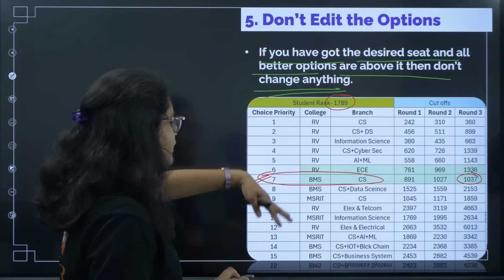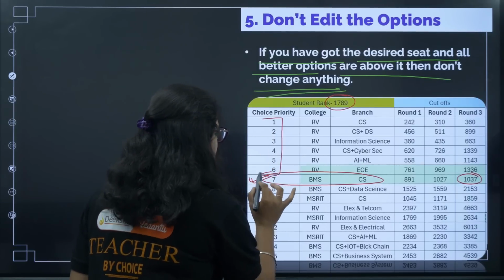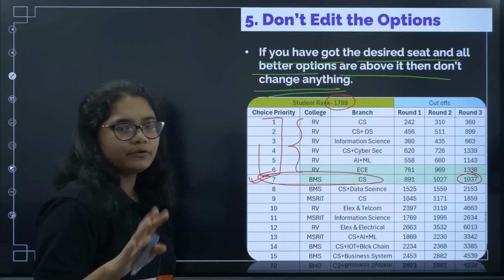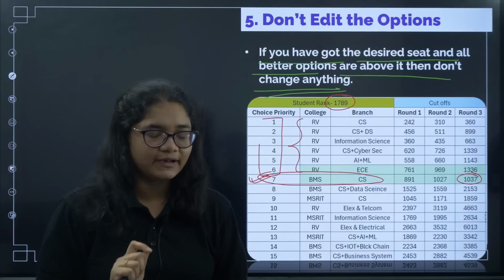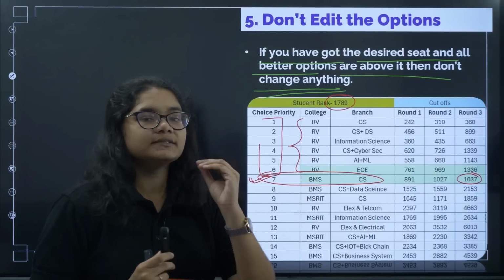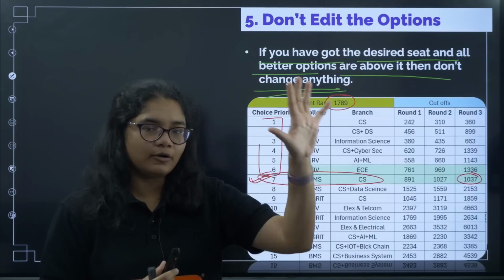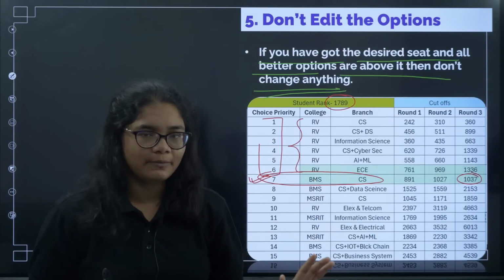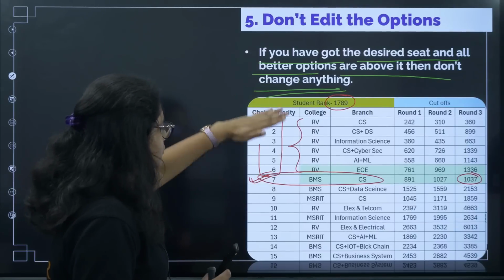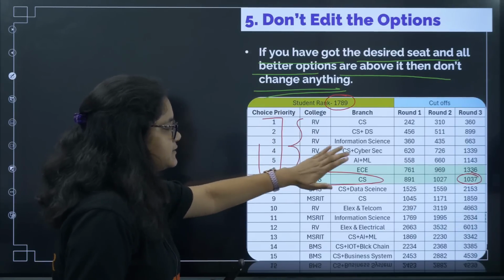Now if you see, these options which I have put are all RV colleges, and you know RV is one of the top engineering colleges in Karnataka. So what you can understand is this student is more interested in RV college, whichever branch does not matter much. So that is why the student has put all the RV branches at the top.